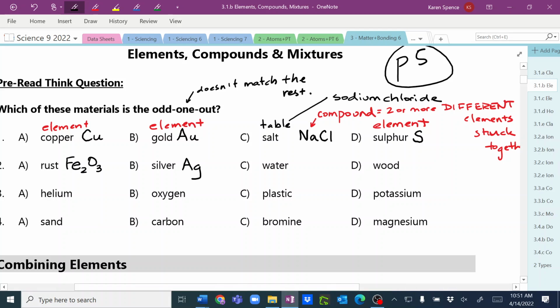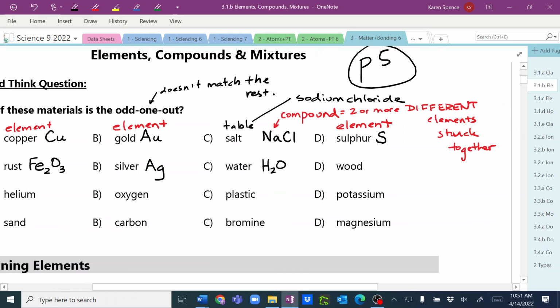Silver, what's the symbol for silver? Ag. And what is the symbol for water? H2O.